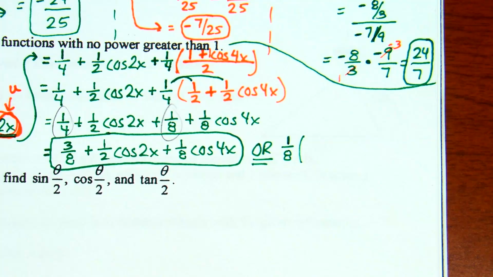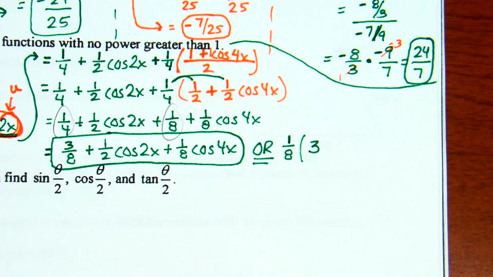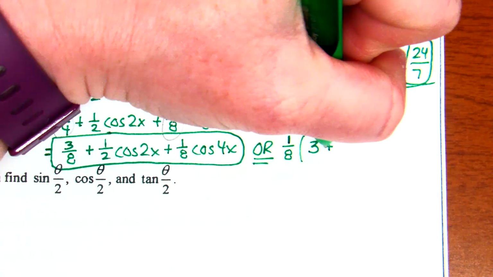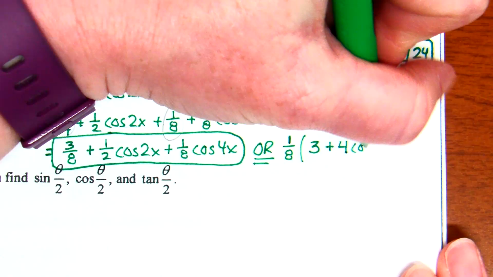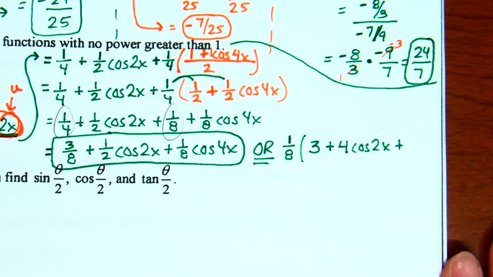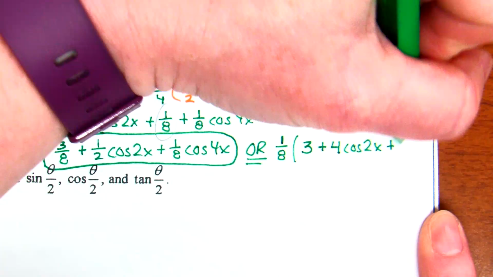Well, if it's 3/8 and I factor out 1/8, what remains? The numerator of 3. Plus, now you have to think on this one, it's 1/2, but what is 1/2 in terms of 8ths? 4/8. So if it's 4/8 and I factor out 1/8, what remains? 4 cosine 2x plus 1/8 cosine 4x. If I factor out 1/8, we're just left with cosine 4x.